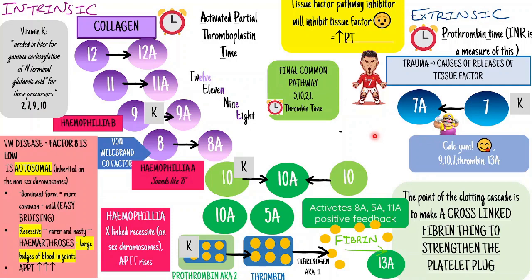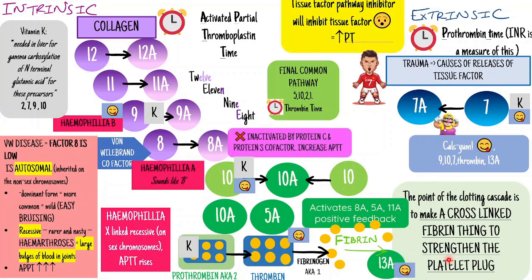The next thing that is also needed is calcium. I don't have a way to remember this, but it's needed for factors 9, 10, 7, thrombin, and 13A. The important thing here is that it's required for 13A. This is the most important thing. When 13A is whacking the fibrin together with the platelet plug, it needs calcium in order to do that. So calcium deficiencies can also cause problems with bleeding times and stuff. Okay.